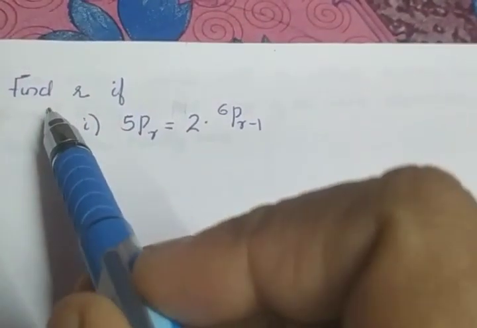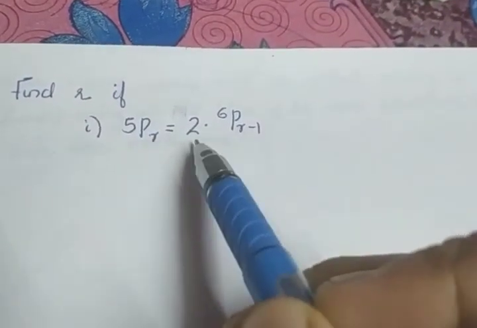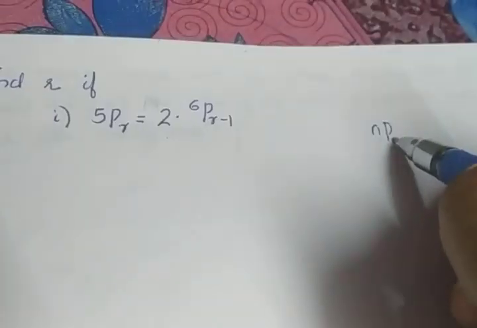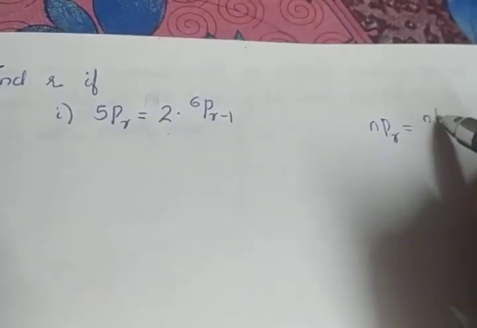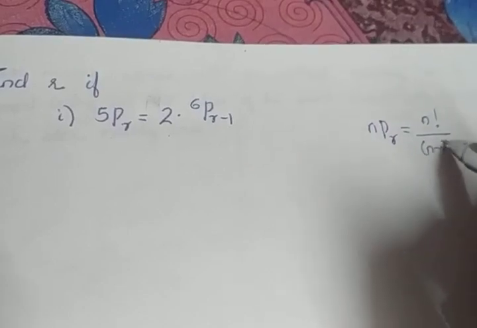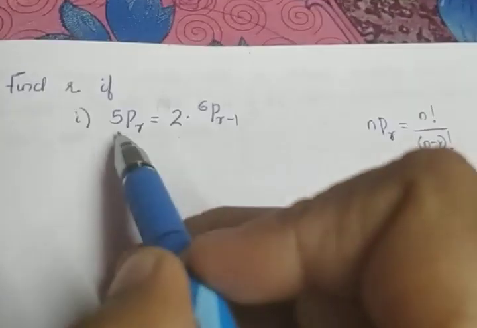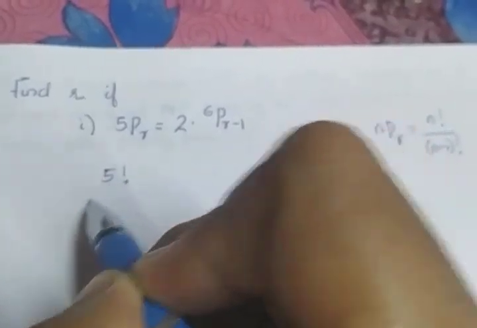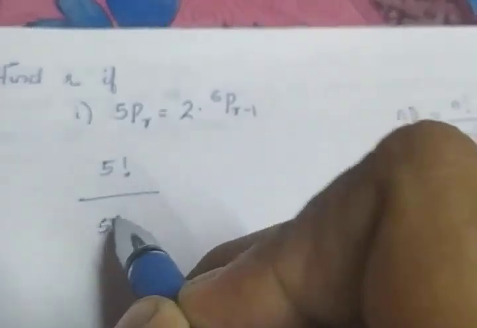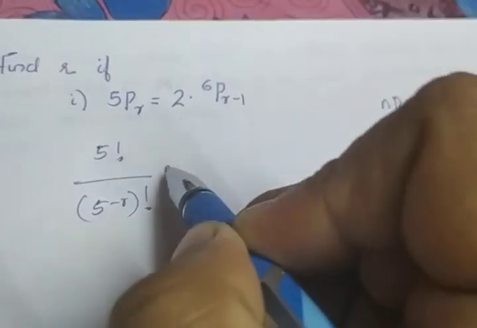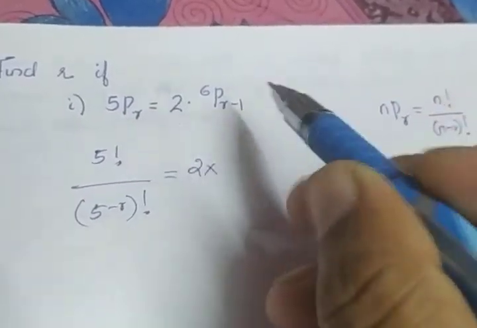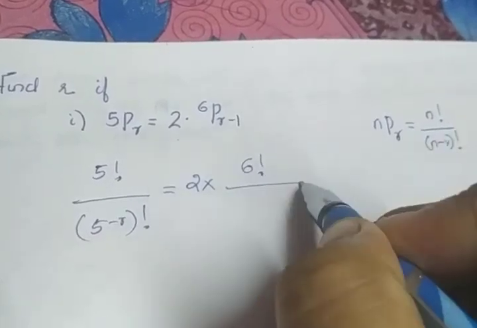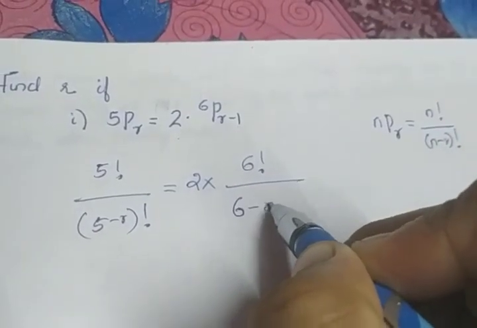So the next one: find r if 5Pr is equal to 2 into 6P(r-1). What is nPr? The formula to find nPr is n factorial by (n minus r) factorial, isn't it? So we will apply it here. What is 5Pr then? By definition, it is 5 factorial by (5 minus r) factorial. So that's equal to 2 into, what about the next term? 6P(r-1) will be equal to 6 factorial divided by (6 minus r minus 1) factorial.